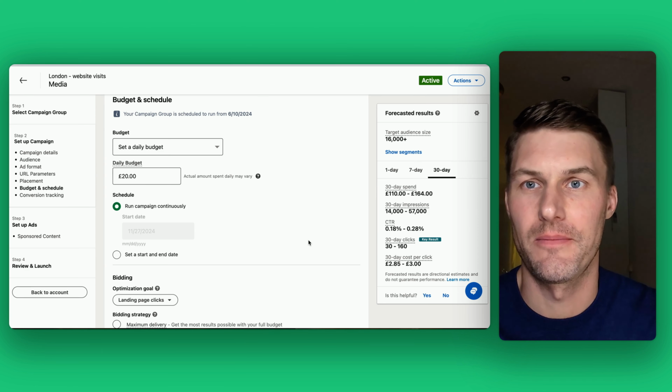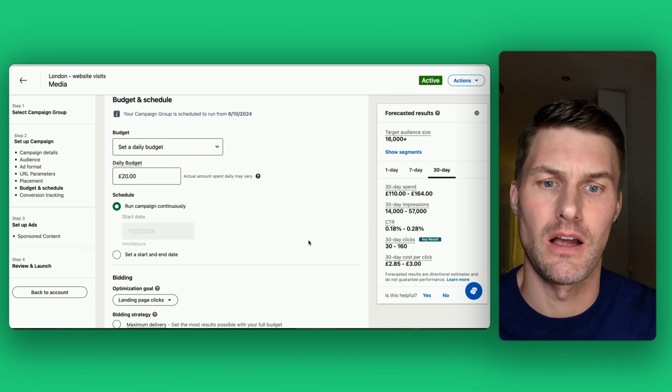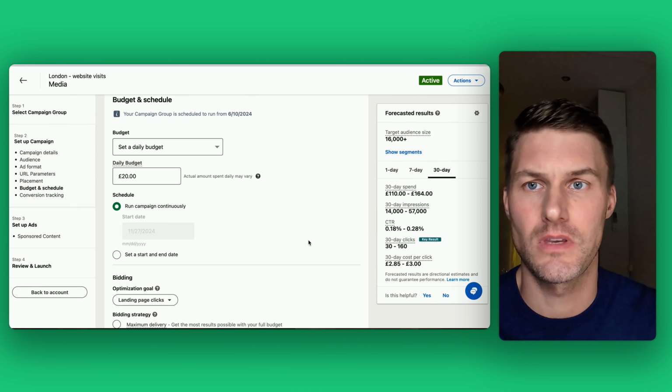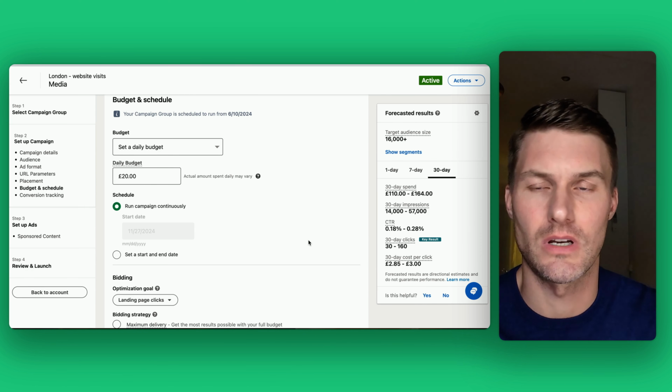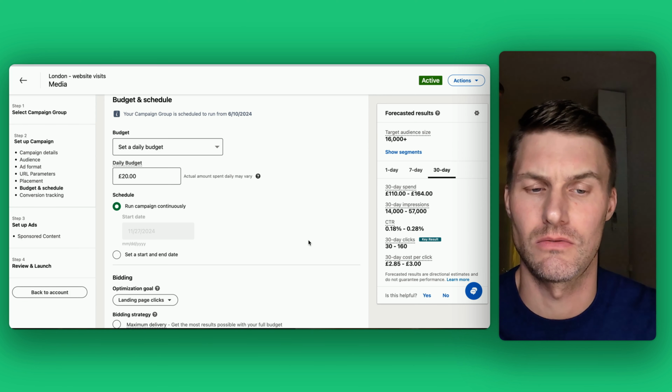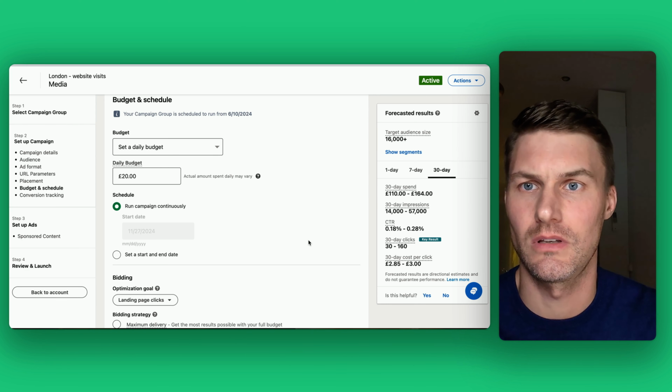Hey guys, today we're gonna look at how to set up manual bidding in LinkedIn ads. It's one of the key things that new advertisers often get wrong, and I'll take you through it and explain why you should do it and how to set it up.